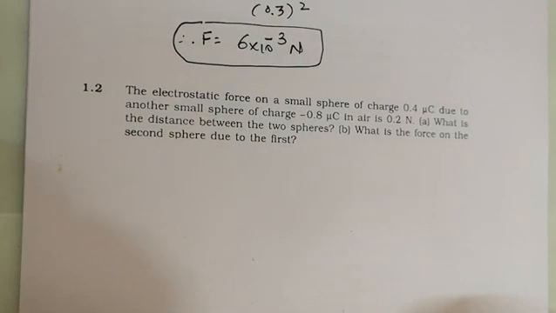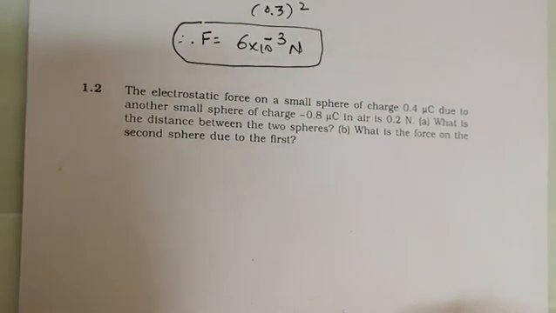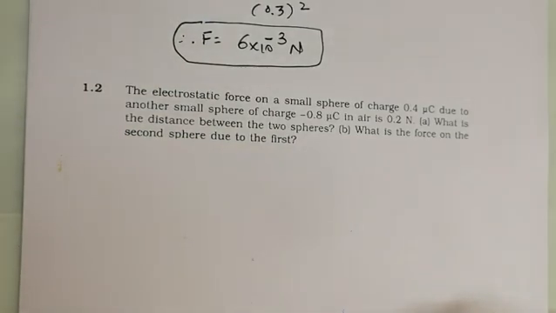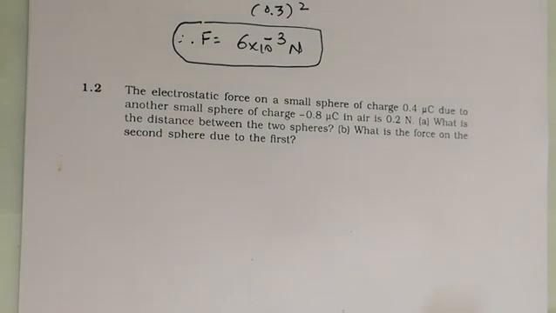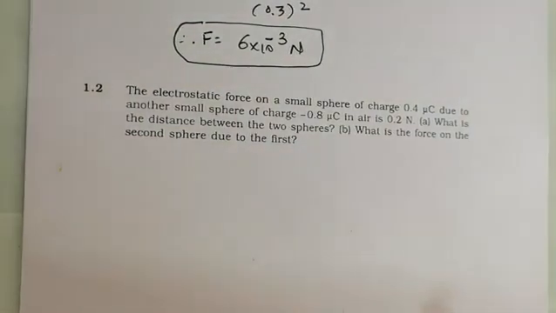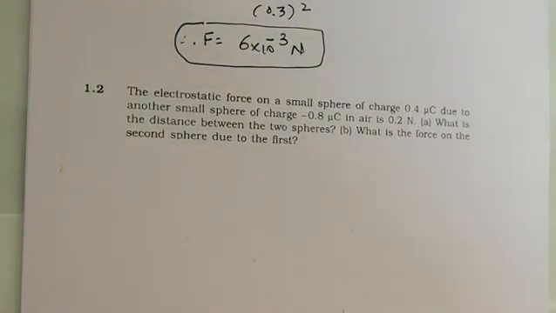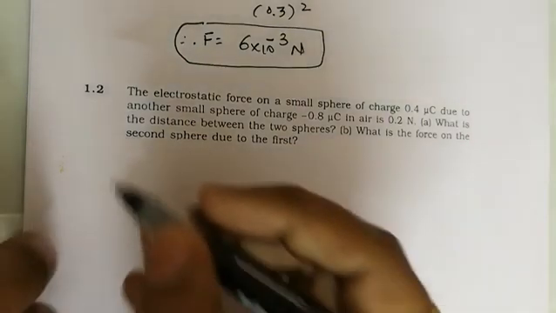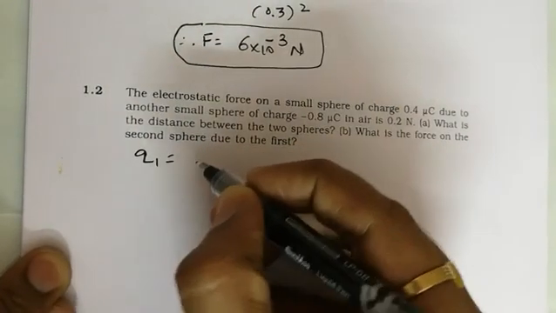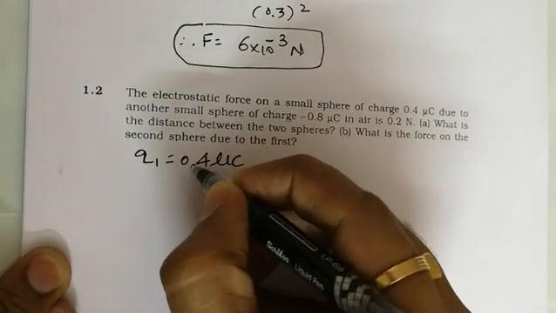The electrostatic force on a small sphere of charge 0.4 microcoulomb, due to another small sphere of charge minus 0.8 microcoulomb. Students, be careful. Sometimes they use this word sphere to confuse you. We are aware that our charges are tiny droplets. If we go to a very microscopic level, we can say it has the nature of a sphere. But for simplicity, remember that a sphere of charge merely means a charge.